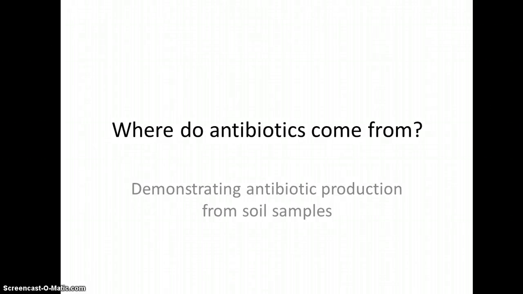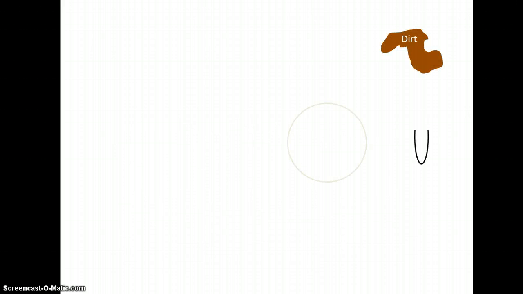One of the cooler labs we do in this class is to show antibiotic production from soil bacteria, and it goes a long way towards demonstrating the role of antibiotics, where they come from in the natural environment. So this experiment, if we haven't done it in class already, involves taking a sample of dirt and a test tube, and this is a petri dish here, an empty petri dish.